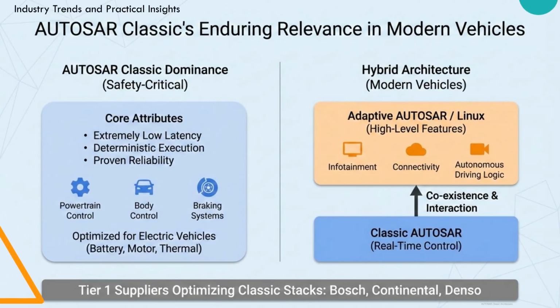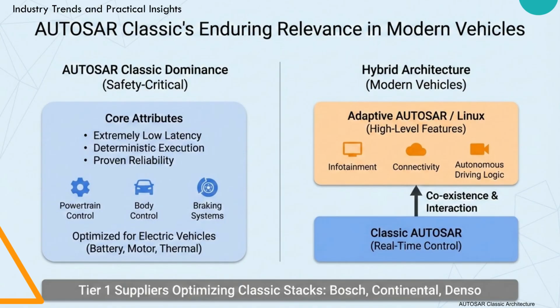Even with the emergence of adaptive AUTOSAR and high-performance compute platforms, AUTOSAR Classic continues to dominate safety-critical ECUs, especially in powertrain, body control, and braking systems. This is because it offers extremely low latency, deterministic execution, and proven reliability over decades.